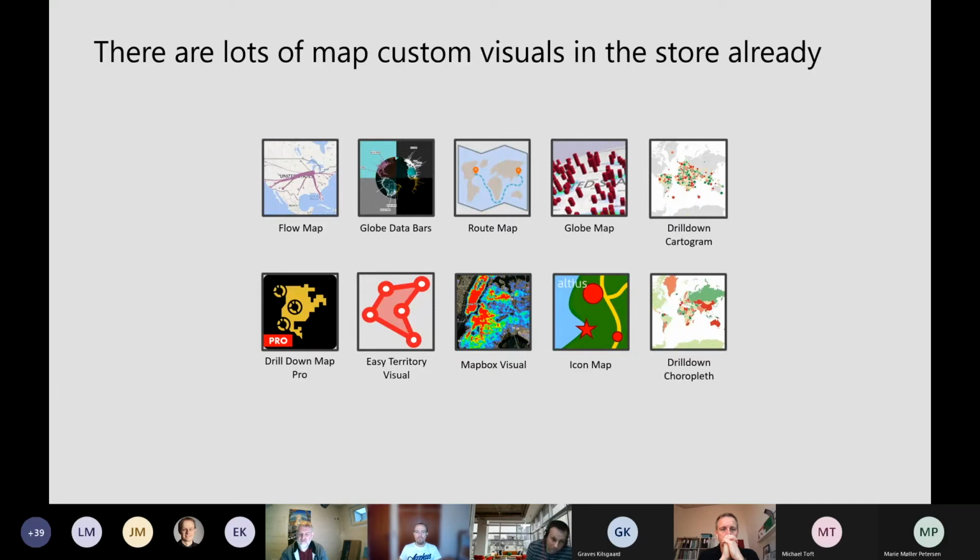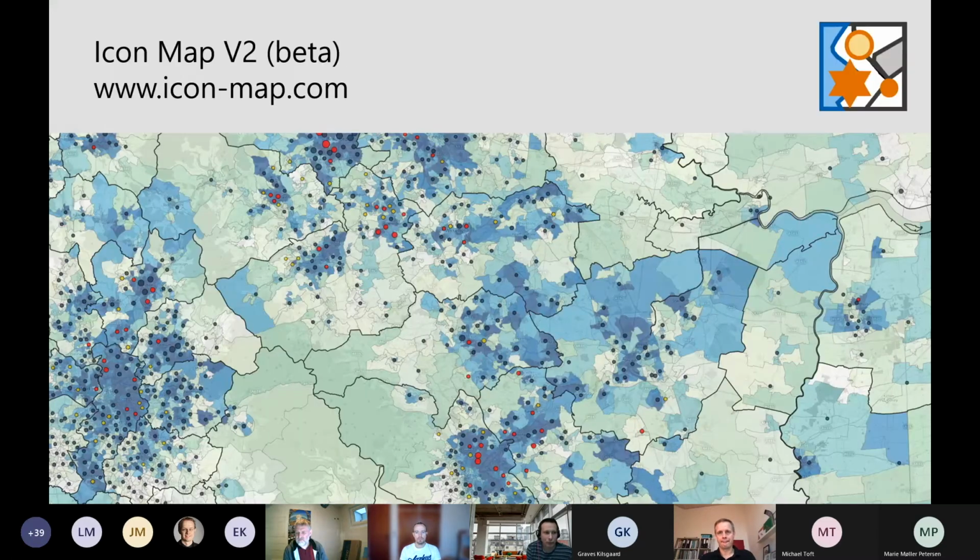So there's lots of custom visuals available in the store already. I'm not going to talk through all of these. I'm quite pleased to see some new ones arriving in the last month or so. You'll note that there's Icon Map available in the App Store. However, that's not the visual that I'm talking about. I'm talking about Icon Map version 2, which is still in beta, and therefore you can only get the visual that I'm going to demo now by going to www.iconmap.com. It's not the same version as in the store. That's a very old version. I'll talk about the roadmap to getting it into the App Store a little bit later.